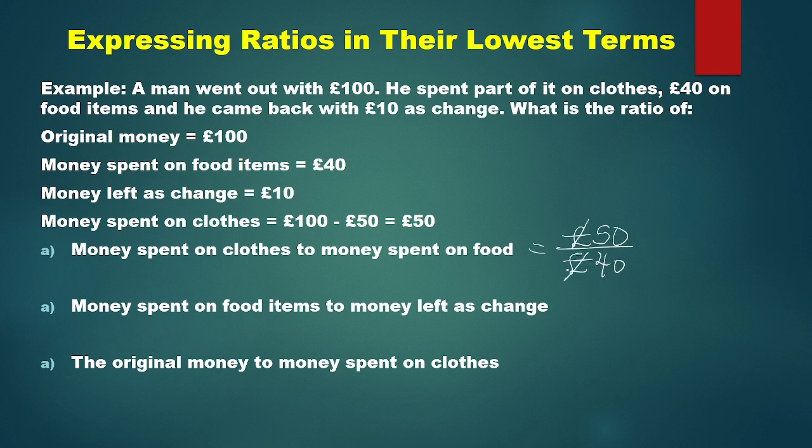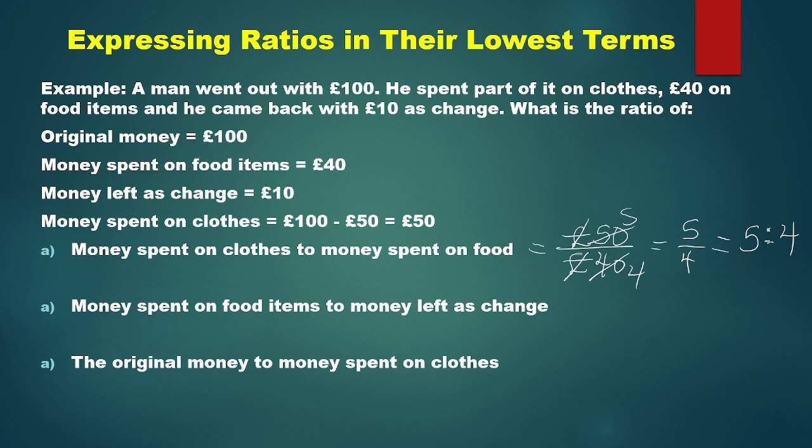Pounds will take out pounds. 10 in 50 is 5. 10 in 40 is 4. So we are left with 5 over 4, which is the same thing as 5 ratio 4. So we have just taken that ratio to the lowest term.